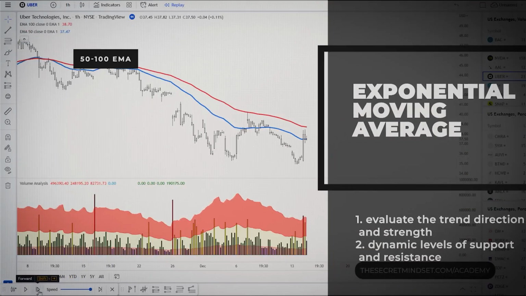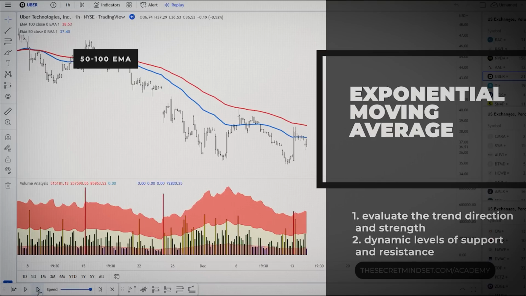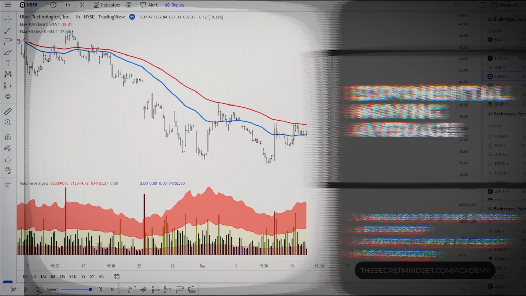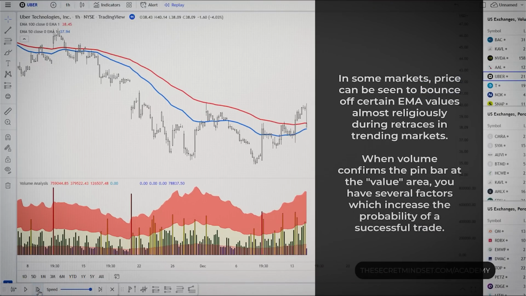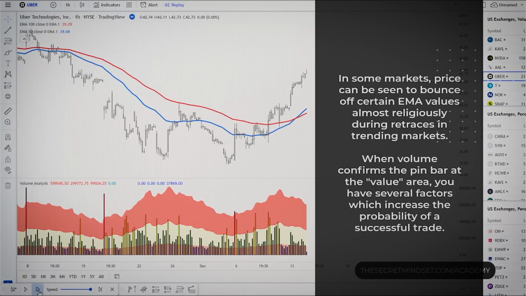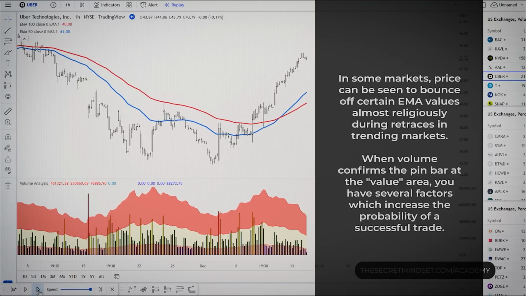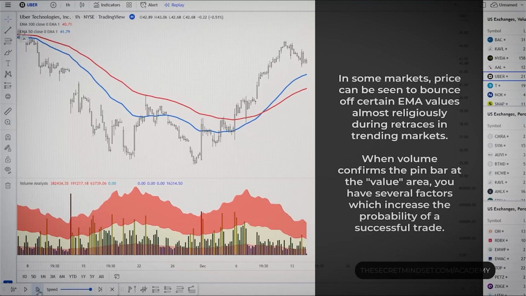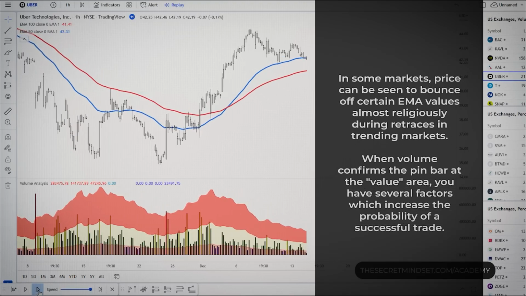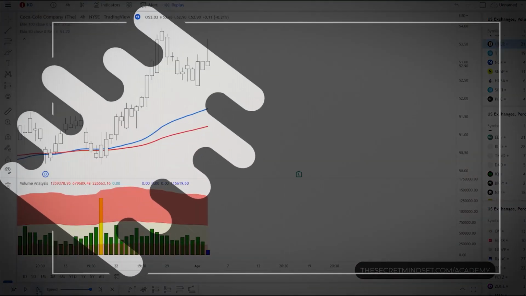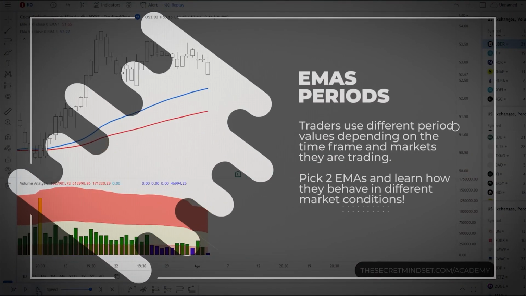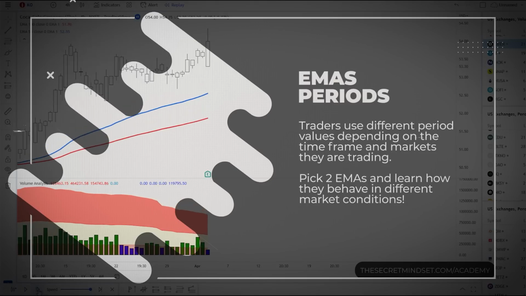As well as being used to evaluate the trend direction and strength, EMAs can be used as dynamic levels of support and resistance. In some cases, price can be seen to bounce off certain EMAs almost religiously during retraces in trending markets. And when volume confirms the pin bar, you have several factors which increase the probability of a successful trade. The only problem with EMAs is that everybody uses different period values, depending on the time frame and the markets they are trading.